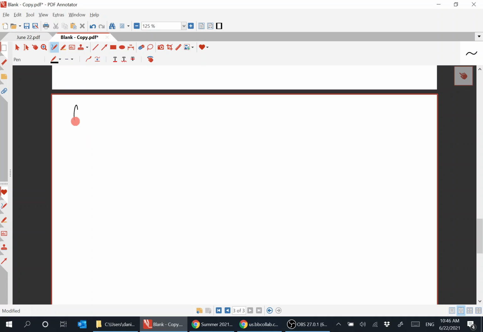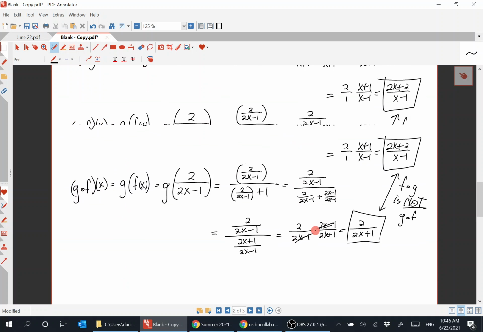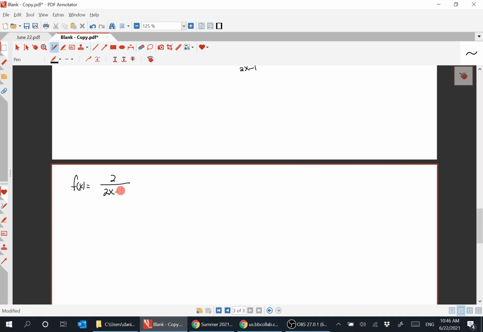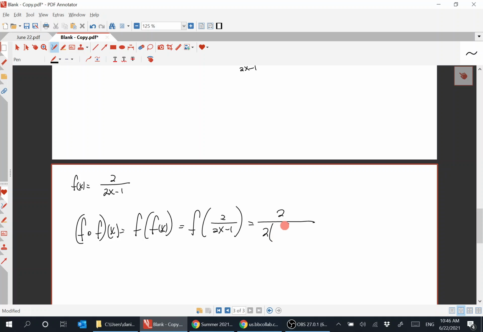So what was f of x again? F of x was 2 over 2x plus 1 or minus 1? 2x minus 1. Okay. So now f following f of x is f of, well, what's f of x? It's 2 over 2x minus 1. So I need f of this thing here. So that's 2 over 2 times blank minus 1. What goes in the blank right there?